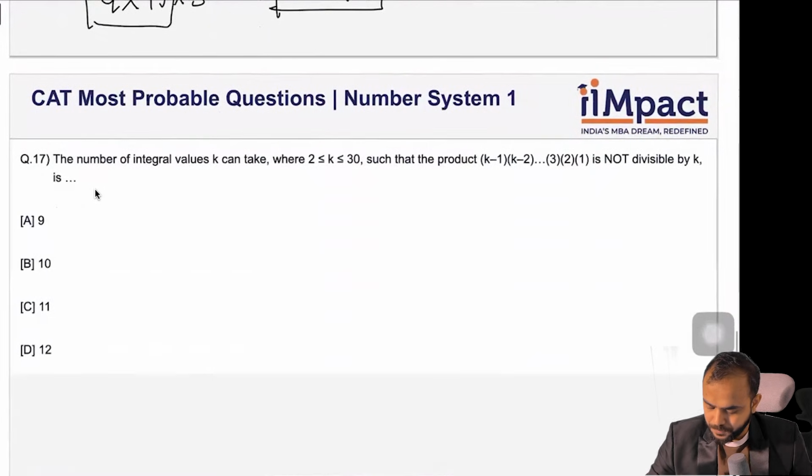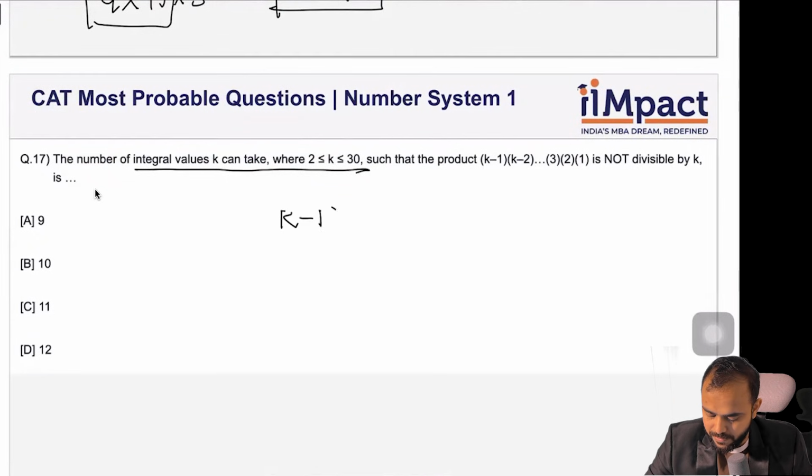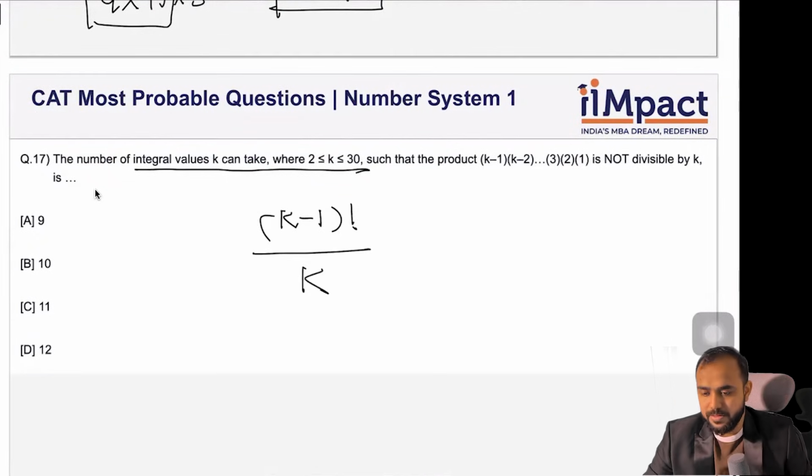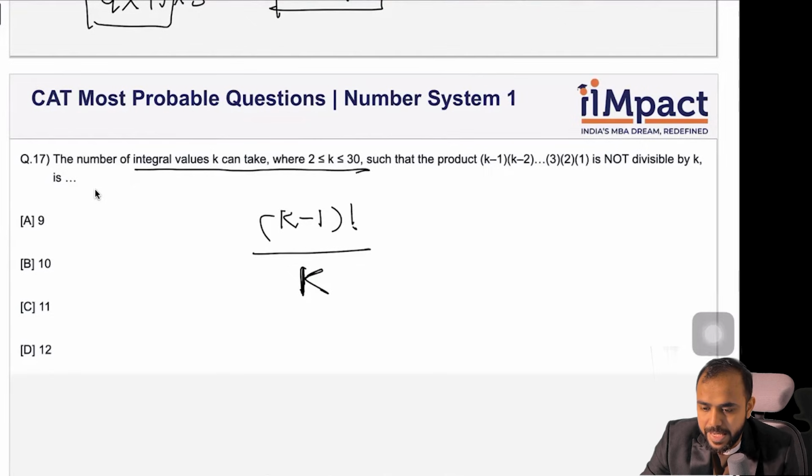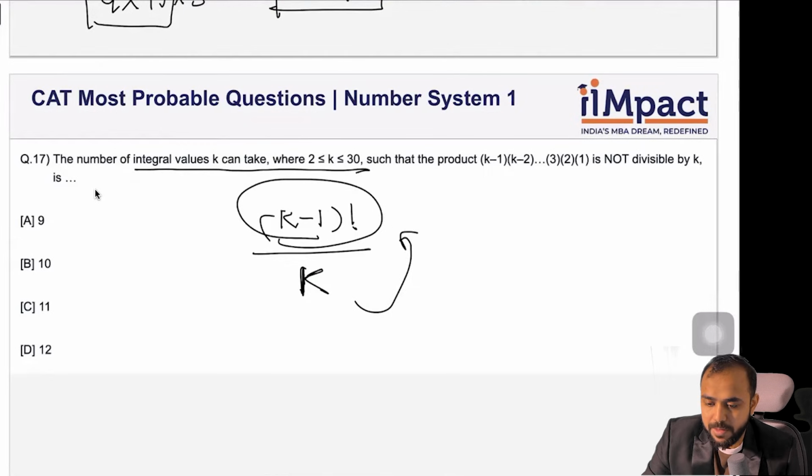Moving on, number of integral values of k such that k is in this range such that the product k minus 1 factorial is not divisible by k. Now the reasoning for this is very straightforward. If k is a composite number, if k can be broken down into two numbers that are smaller than it, then those two smaller numbers would be present in k minus 1 factorial because k minus 1 factorial includes all the numbers that are smaller than k, which means k will have to be a prime number.